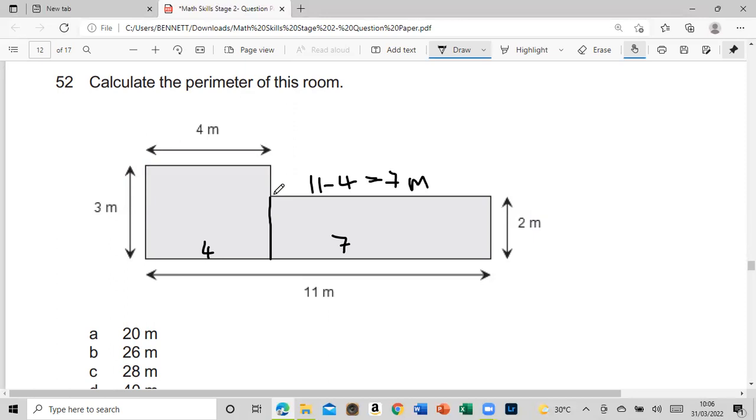But we know we need to find the answer. So this can be tricky, you know, guys. But look, here's our 2, here's our 3. So this is 1 meter, and that was the trick.